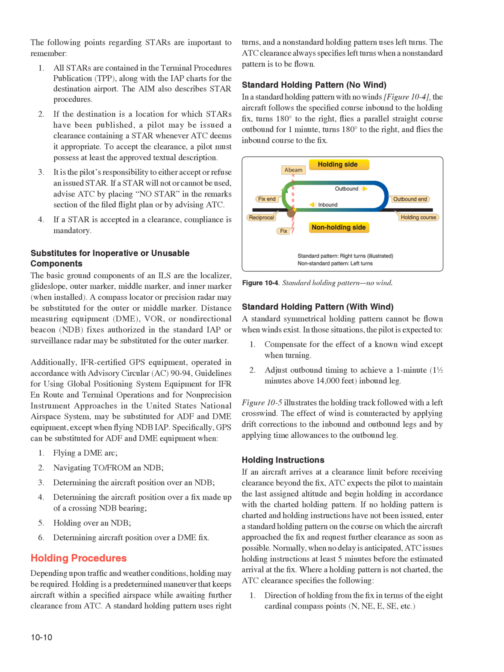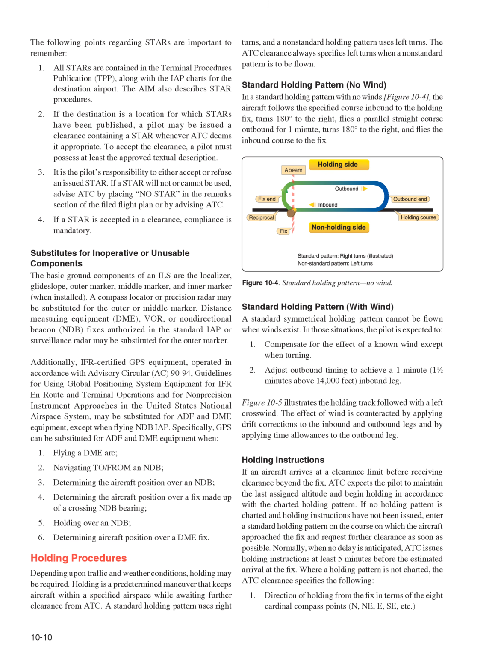The following points regarding STARS are important to remember. 1. All STARS are contained in the Terminal Procedures Publication, TPP, along with the IAP charts for the destination airport. The AIM also describes STAR procedures. 2. If the destination is a location for which STARS have been published, a pilot may be issued a clearance containing a STAR whenever ATC deems it appropriate. To accept the clearance, a pilot must possess at least the approved textual description.